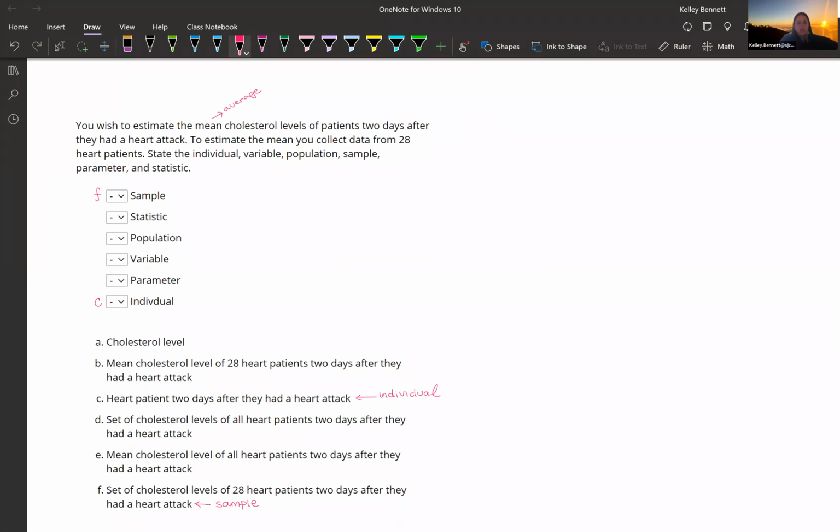All right, so what do you do with this set of cholesterol levels? You have 28 heart patients 2 days after they've had a heart attack, and now you've gone through and recorded their cholesterol levels for all 28 of those people. And so what we want to do is look at the mean or the average of those 28 measurements of cholesterol. So when we make a measurement on the sample, that's going to be our statistic. So we need to find the mean cholesterol level of 28 heart patients 2 days after they've had a heart attack. And so that's going to be B. This is our statistic.